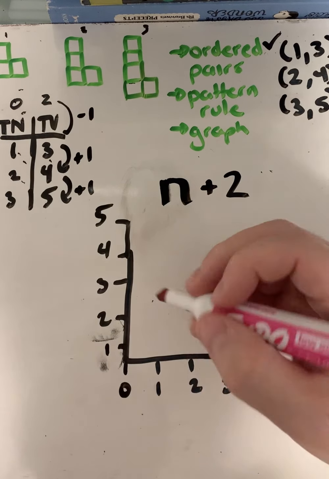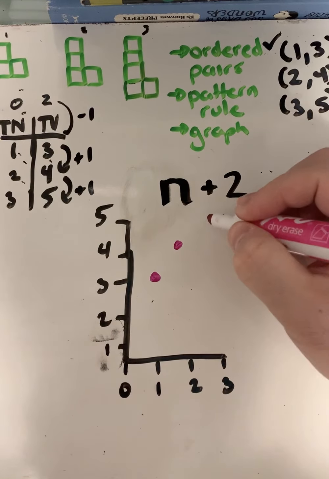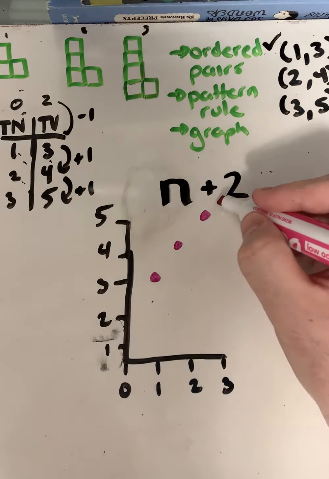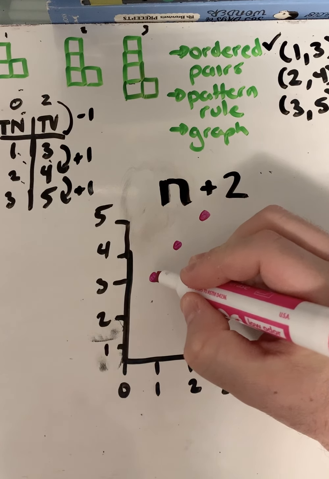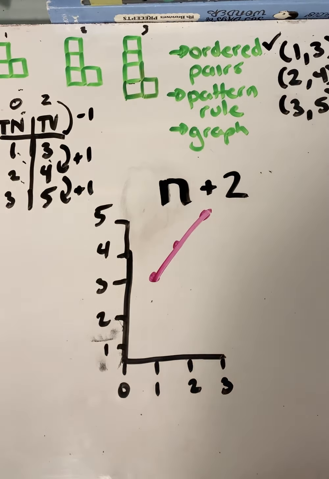So 1 is 3, 2 is 4, 3 is 5. And we can draw one like this because we'll start it here and it will be a growing pattern in that sense. Okay, so that's kind of the application section.